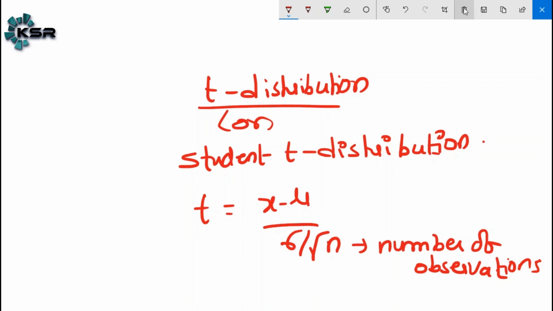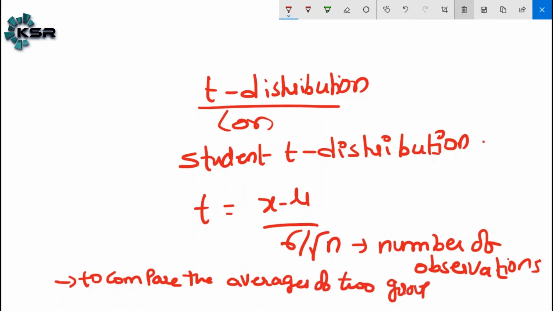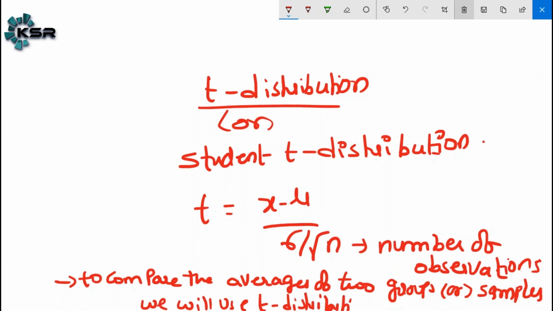But in reality, we never ever use this distribution. Simply, if someone asks in an interview why do we use the t distribution: to compare the averages of two groups or samples, we will use the t distribution.